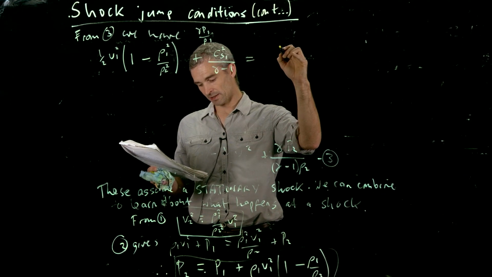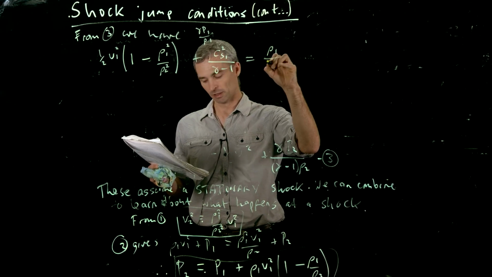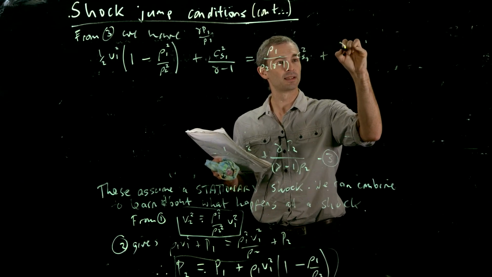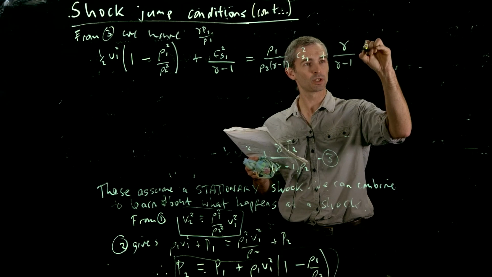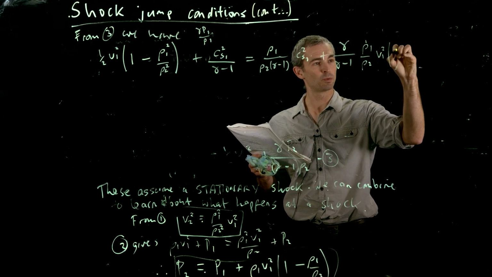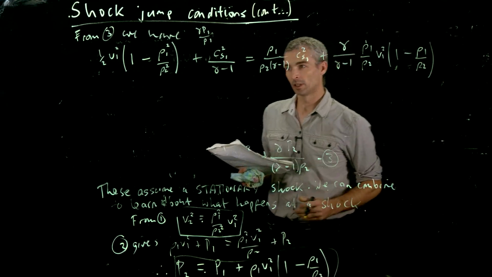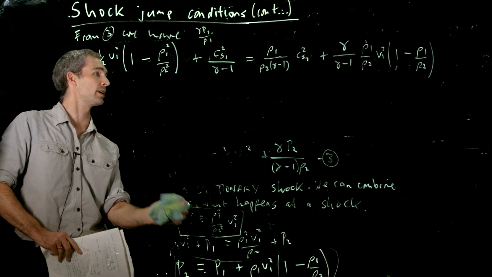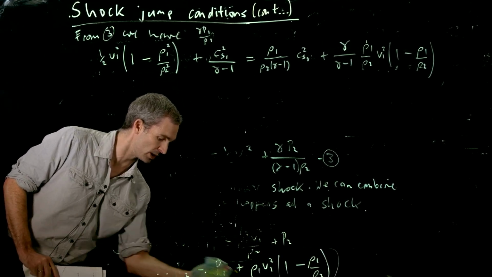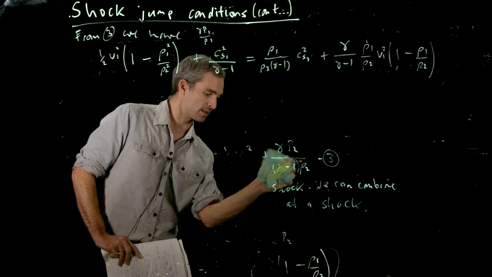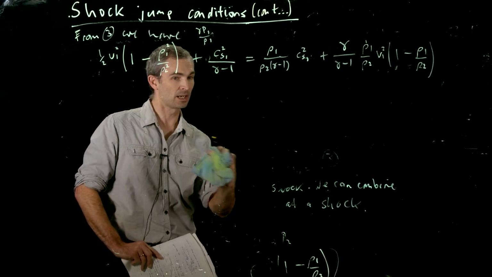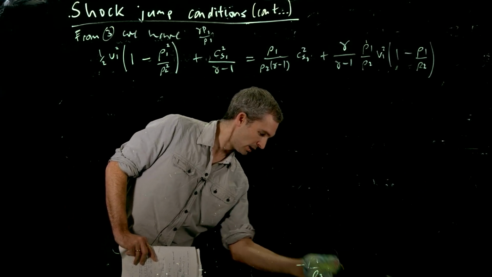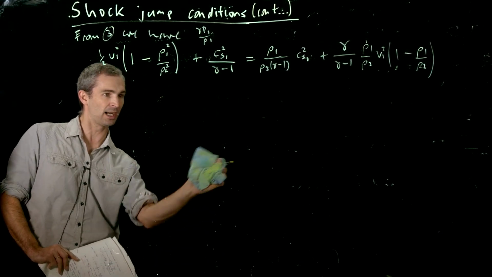And the right-hand side is going to give us rho 1 on rho 2, gamma minus 1, sound speed 1 squared plus gamma on gamma minus 1, rho 1 on rho 2, V1 squared, 1 minus rho 1 on rho 2. All right, so that's a bit of a mess, but we can then just clean it up and we should be able to find something helpful. So we've eliminated all of the 2s, we've only got V1s and CS1s. The only quantity that has a 2 in it now is the density. So we're going to try and solve for the density jump here.